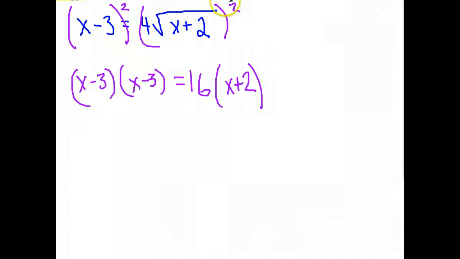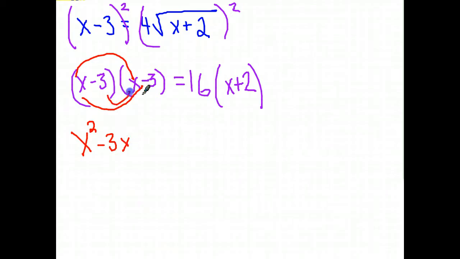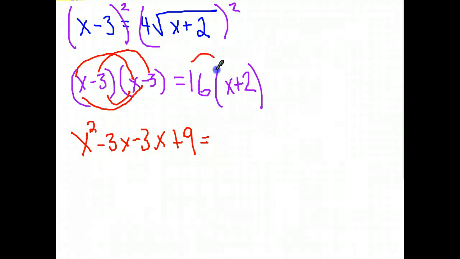You can think of the exponent and the radical canceling out if you want, but just make sure you realize that you also have to take the 4 to the second power. So that's where we get 16 times x plus 2. So let's FOIL again. X times x, x squared. Outer, minus 3x. Inner, minus 3x. Last, plus 9. On the right side, you just distribute. So that's 16x plus 32.